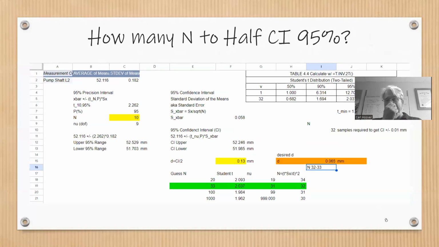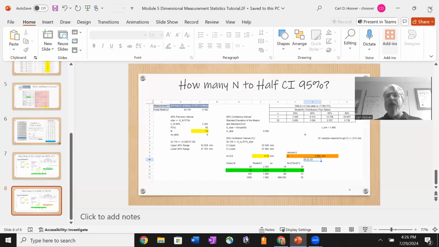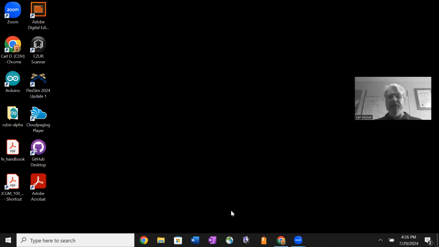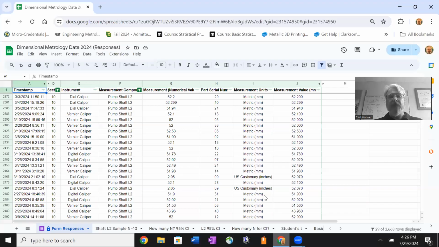And we can do that not only for a very small value, 0.01, we could also do the same thing for the question of, given that we just had 10 samples and a confidence interval of 0.13, what if we wanted to know how many samples it took to cut that confidence interval in half to, say, 0.065? So with that, we will go ahead and look at the data.